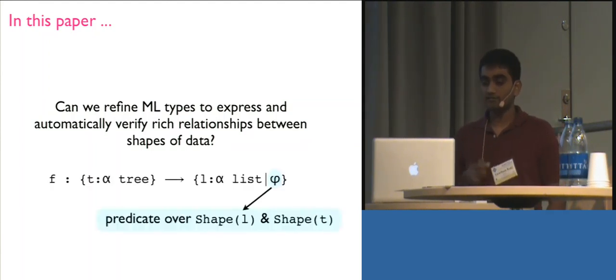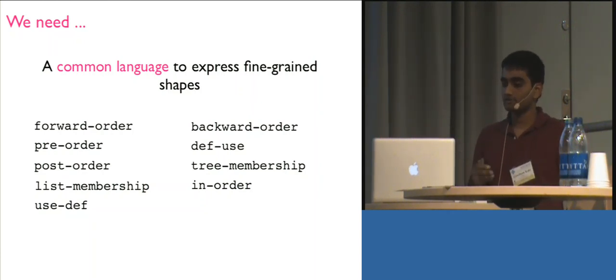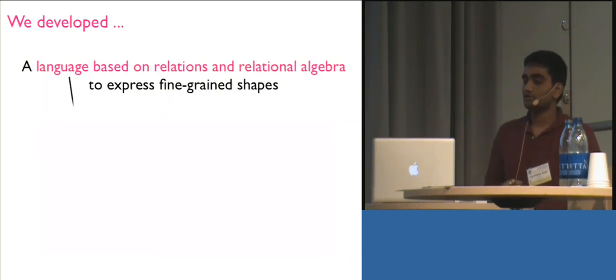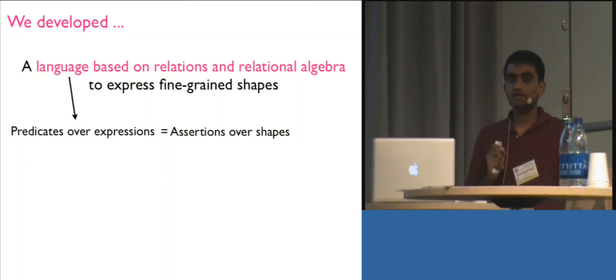Specifically, we are interested in a refinement type system to let us capture not just the assertion that a function accepts a tree and produces a list, but also that the shapes of the tree and list are related in a well-defined way. So in order to relate the shapes of these disparate data structures, we need a common language that lets us talk about fine-grained shapes of data structures such as in-order, pre-order, post-order, and so on. If we take a closer look, we observe that all of them can be expressed as relations. So we have developed a language based on relations and relational algebra that lets us express these fine-grained shapes, so that the predicates or expressions of this language let us denote the assertions or shapes of data structures.